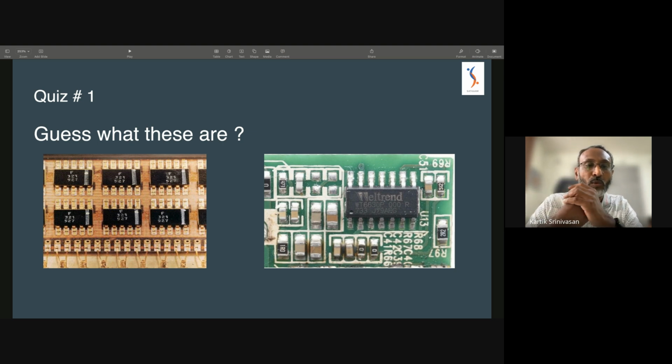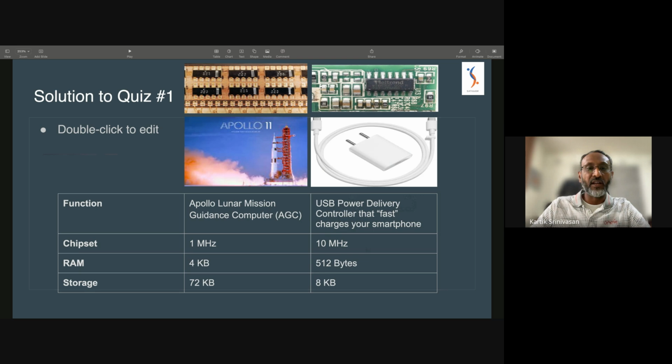I wanted to have maybe two or three very fast quiz questions. I want you to guess what these two chips are. These are obviously chips, but can one of you guess what these chips are? The first one looks like a very old one. The green one looks like something more modern, right? See the connections between the chips. Any guesses? No? Okay, let me give the answer.